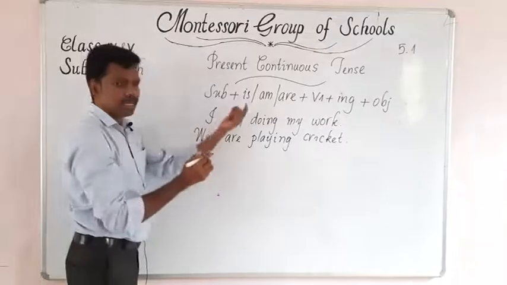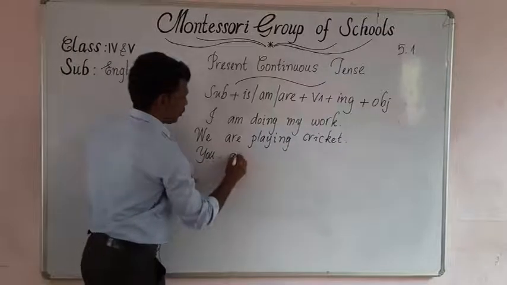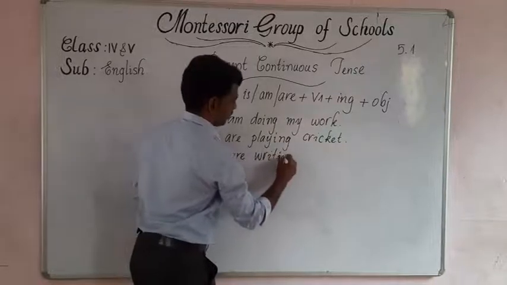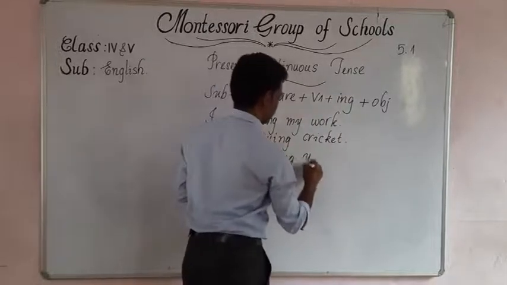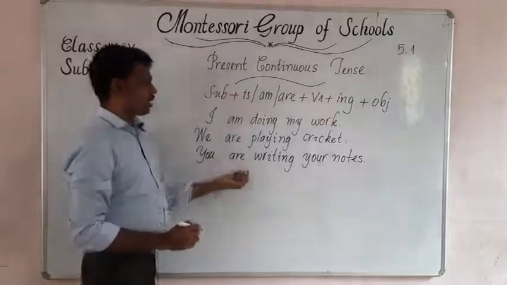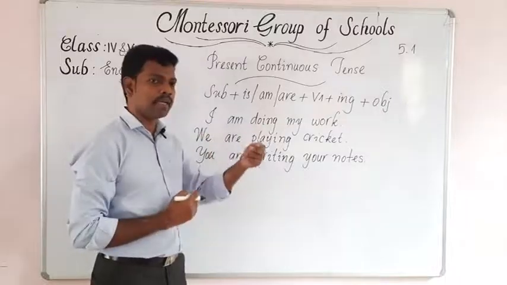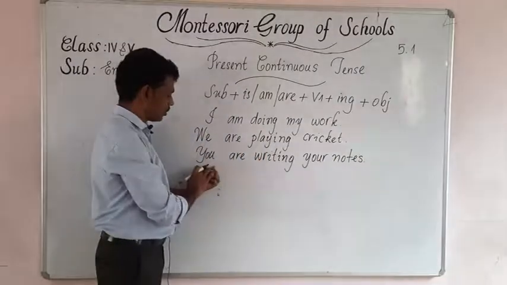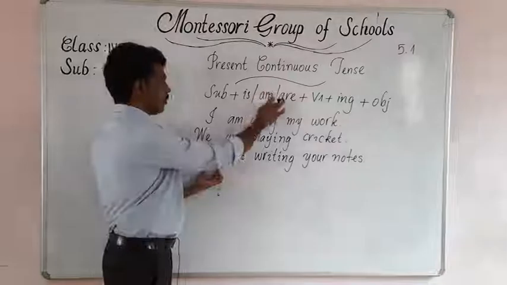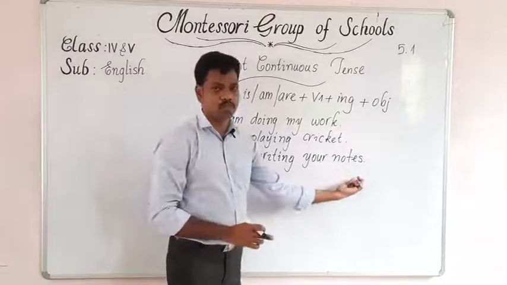Now let us take second person singular and plural, one and the same. You are writing your notes. The action is in progress. The action is going on, happening at the time of talking. Subject you, so that is second person singular and plural. Then we add are, write, V1 with ing, writing your notes.